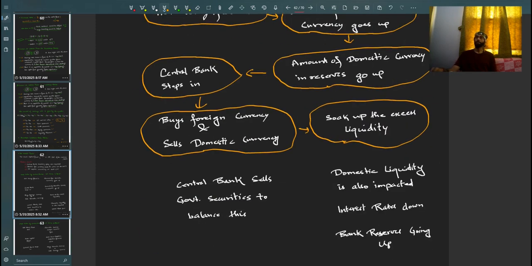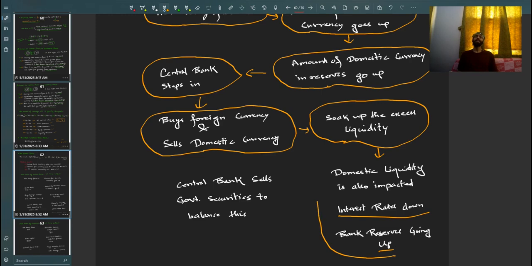But what also happens is the domestic liquidity gets impacted. Because of the selling of this domestic currency, the domestic liquidity has gone up, right? The supply of money goes up. And what ensues is a fall in the interest rates. Interest rates go down, right? And also bank reserves go up. So because there is excess supply, the bank reserves are going up, the interest rates are falling, and the domestic liquidity obviously is going up.